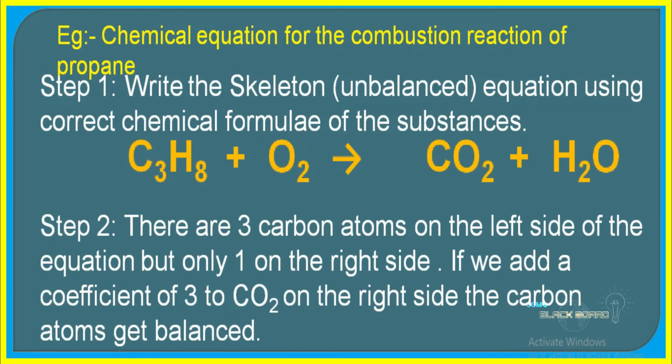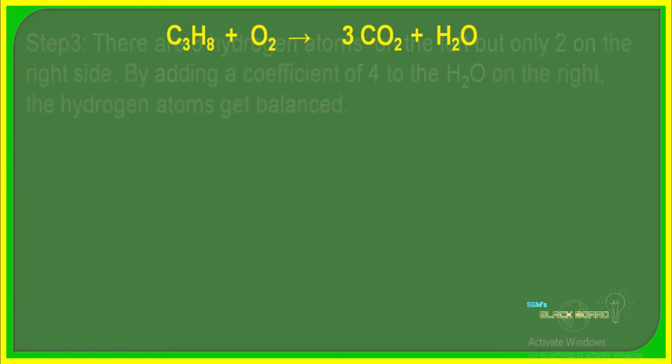Now step 2. There are 3 carbon atoms on the left side of the equation but only 1 on the right side. If we add a coefficient of 3 to CO2 on the right side, the carbon atoms get balanced. Now the equation changes to C3H8 plus O2 gives 3CO2 plus H2O. Now on both sides the carbon atoms are balanced.